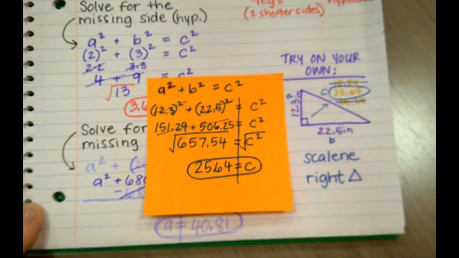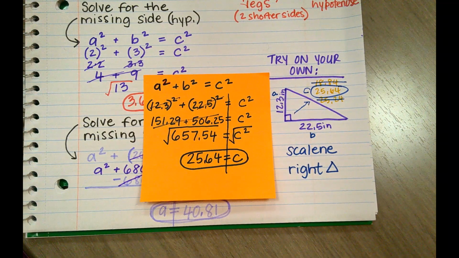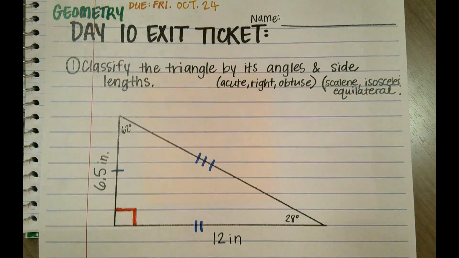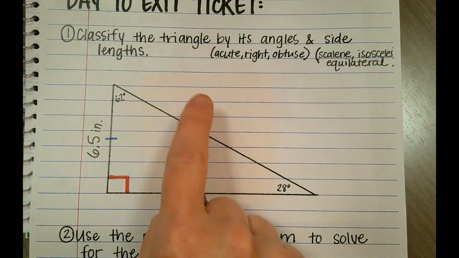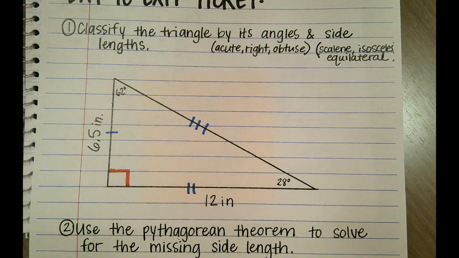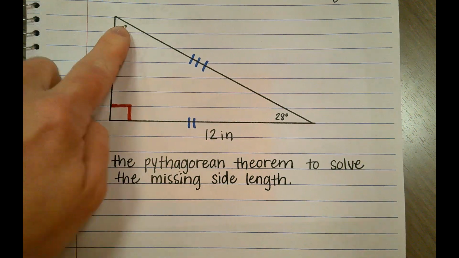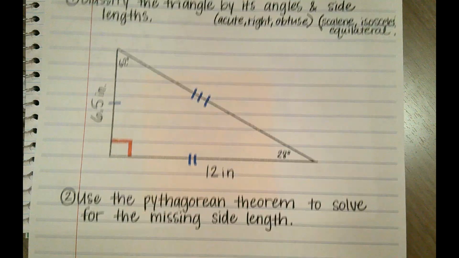I'm going to go ahead and zoom out on that. And your exit ticket is already printed off and up on that front table. And this is what it looks like. Day 10 exit ticket. This is due on Friday. You have a triangle that looks like this. First, you're going to say, is this an acute, a right, or an obtuse triangle? Is it scalene, isosceles, or equilateral? Then, you're going to use the Pythagorean theorem, and you're going to solve for the missing side length. You have to times it by itself. And that is all. I'll leave this up.